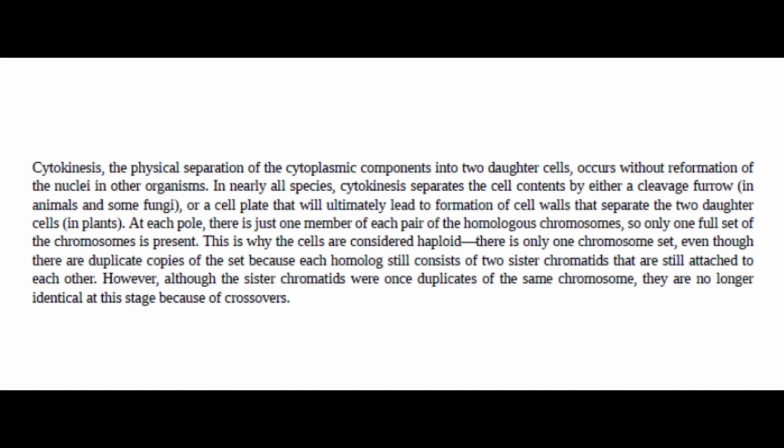There is only one chromosome set, even though there are duplicate copies of the set, because each homologue consists of two sister chromatids that are still attached to each other. However, although the sister chromatids were once duplicates of the same chromosome, they are no longer identical at this stage because of crossovers.